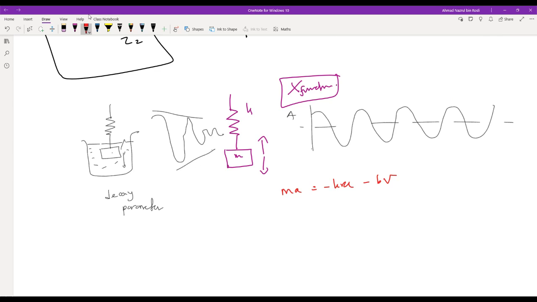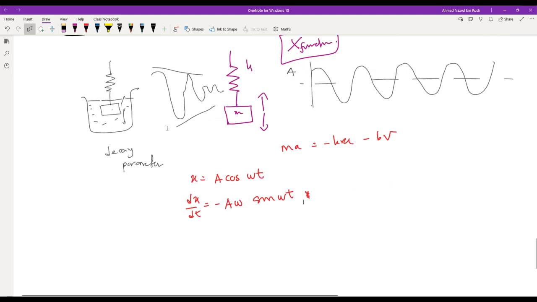Because of this, it is very difficult to use the cosine solution that we learned first. For example, we put x equal to a cos omega t. We differentiate dx over dt, which is equal to v. Differentiating cos, we get minus a omega sine omega t.